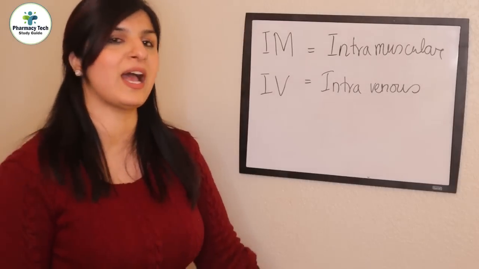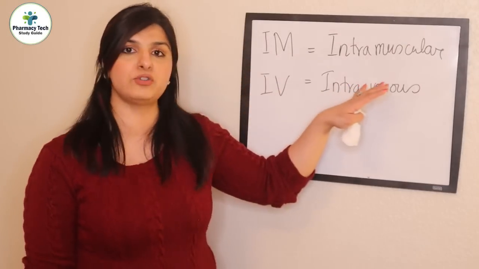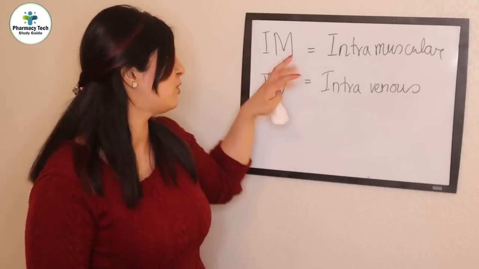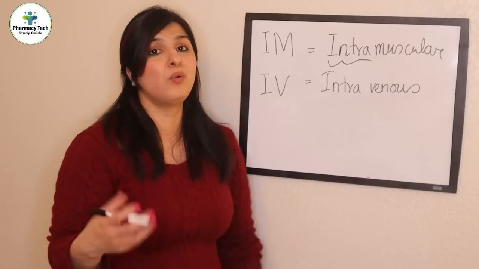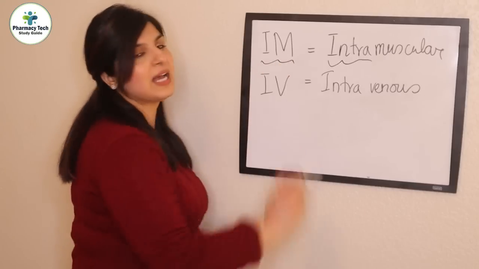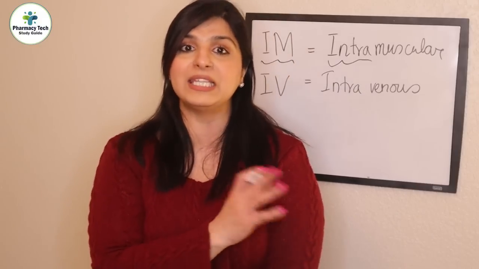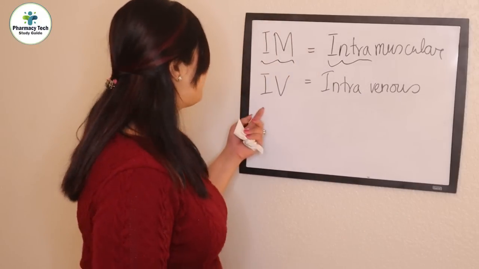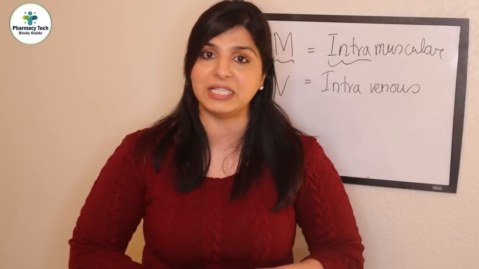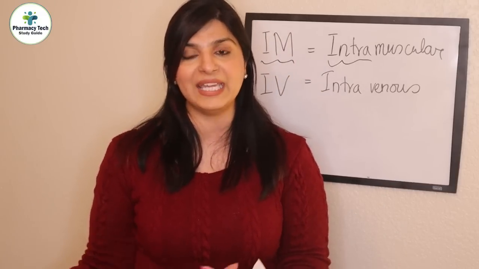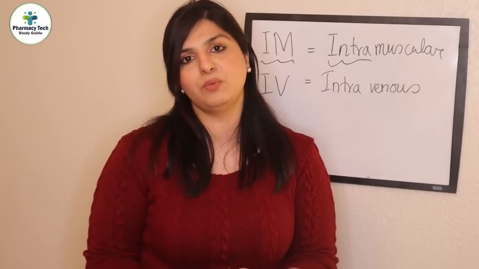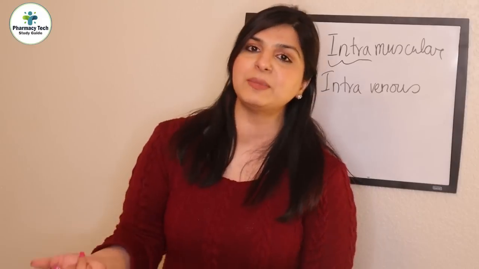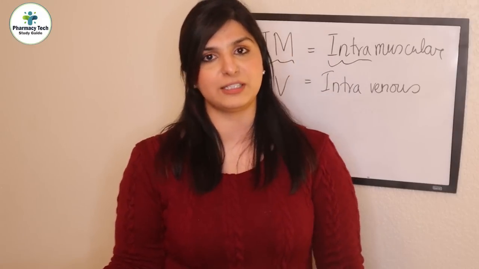Okay, the next two we have are IM, which is intramuscular, M for muscle. So IM would be intramuscular. Intra means within. So in this case, IM means that your medication is being administered within the muscle. And then we have IV, which is intravenous. Venous refers to veins, and intra means within, or inside. So IV would be inside the veins. Similarly, we have ID, which is intradermal.